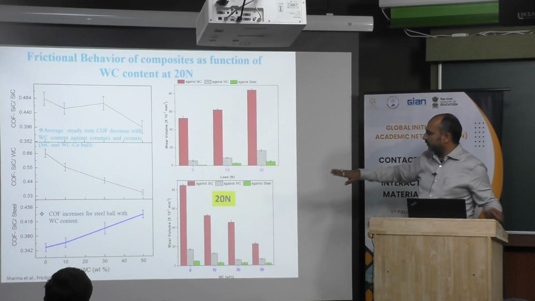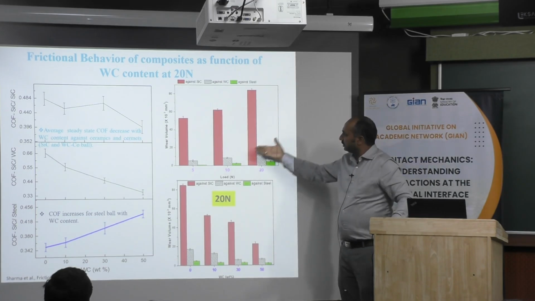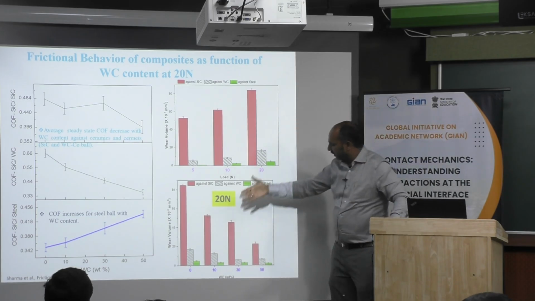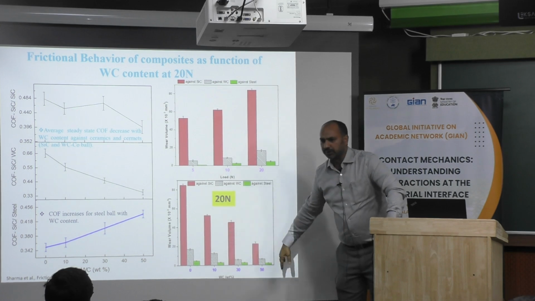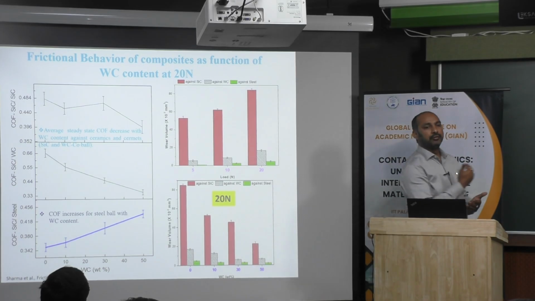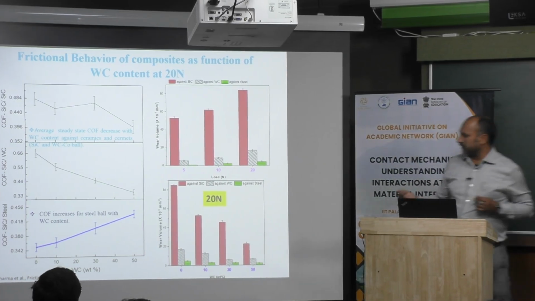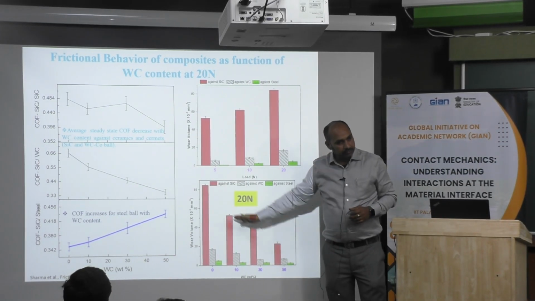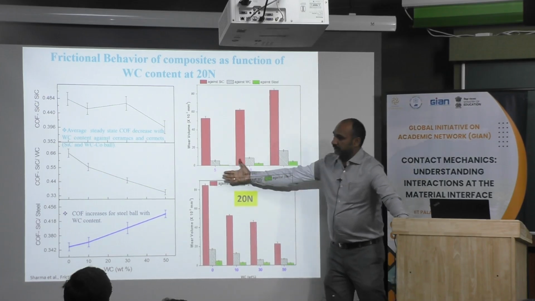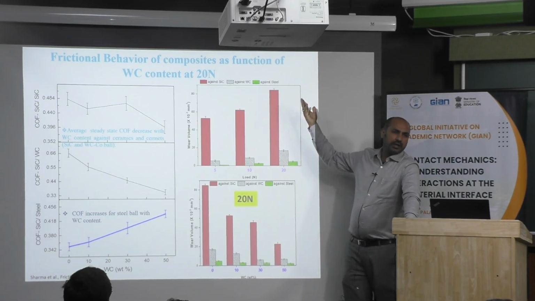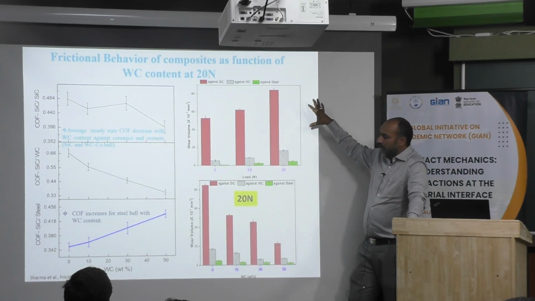So wear is increasing with increasing load for SiC, while it is decreasing with incorporation of tungsten carbide, because we have improved hardness and improved fracture toughness. That leads to a continuous decrease in wear with tungsten carbide, and with increasing load we have already seen the profile. So wear is continuously increasing.